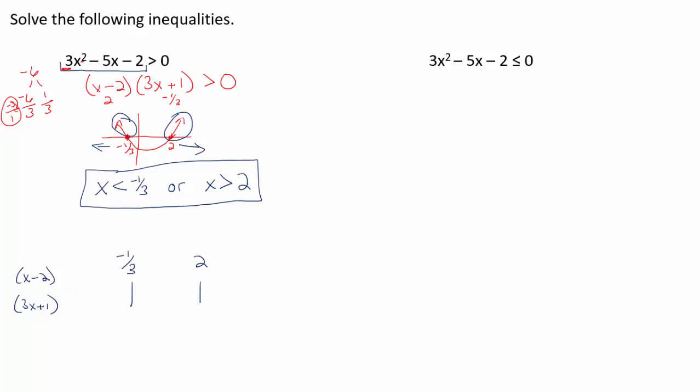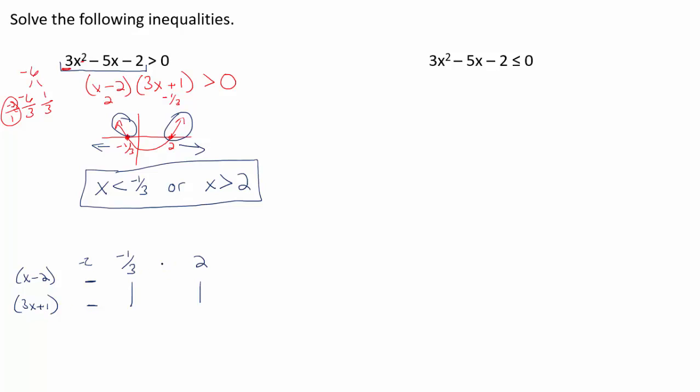So what we're going to do is pick a value to the left of negative 1/3, and anything to the left works. So I'm going to pick something simple like negative 2. If I plug negative 2 into this x, negative 2 minus 2 gives me a negative value. I don't care about the value, I care that it's negative. Negative 2 times 3 is negative 6 plus 1 is also going to give me a negative.